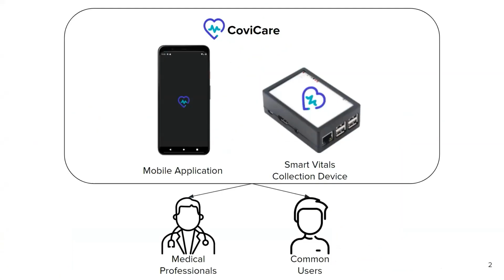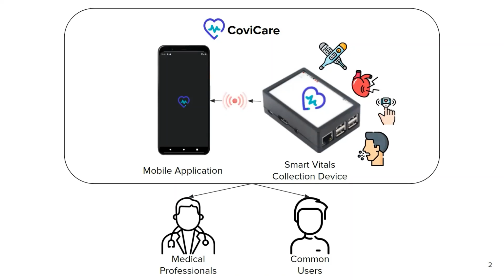For this project, our aim was to create a single mobile application and a smart device for medical professionals and non-medical professionals alike. This smart vitals collection device allows the user to record their vital signature, namely body temperature, heart rate, and blood oxygen levels. It also has an onboard microphone to record your cough sound and analyze it for COVID-19 detection. This device also provides live vital streaming to our mobile application so that hospitals can keep a tab of their patients' vitals in real time.